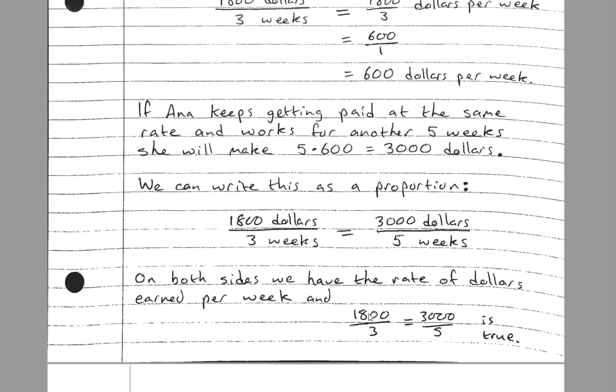And so 1,800 over 3 equals 3,000 over 5. So this is a true proportion. You could check the cross products are equal, or easier, if you simplify both of these, you get 600.